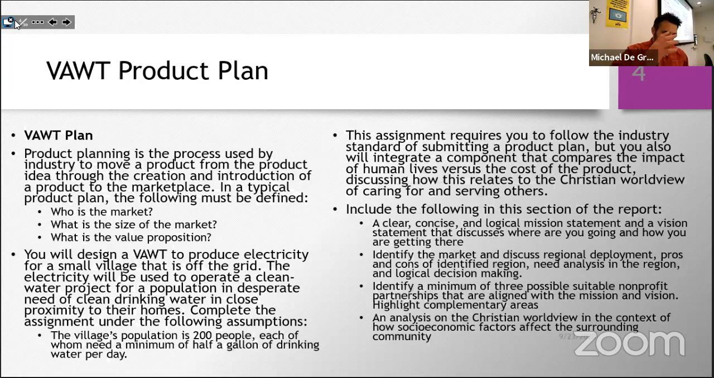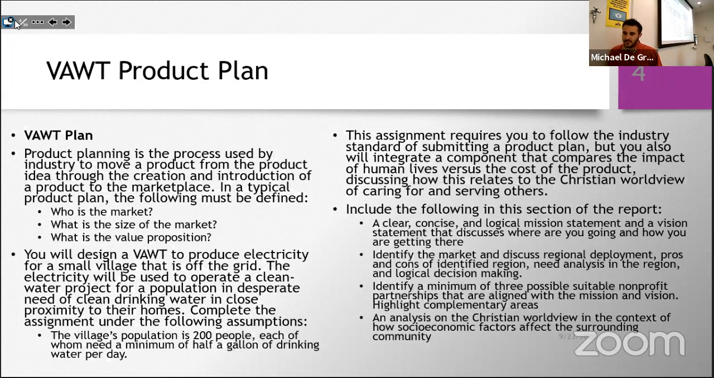We want to imagine that each of you is doing this individually, and that you are pitching your idea for your vertical axis wind turbine to investors, right? So people need to know, what is your company all about? What is your mission? What is it that you intend to do? And then your vision statement. How do you intend to get there?